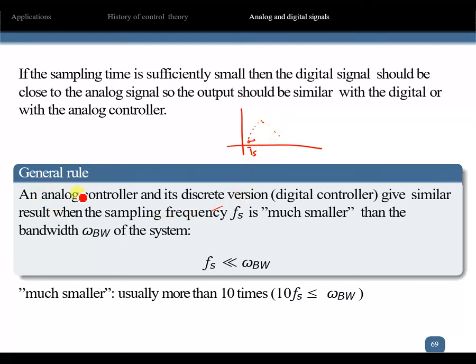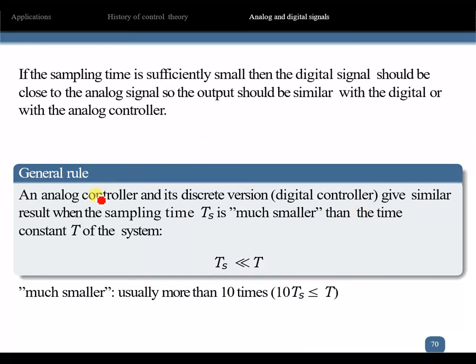Here are some general rules. An analog controller and its discrete version, or digital controller, give a similar result when the sample frequency Fs is much larger than the bandwidth of the system. This explanation is exactly the same as here, showing the frequency and the bandwidth. Usually it should be more than 10 times, that means 10 times the frequency of the signal relative to the bandwidth of my system.